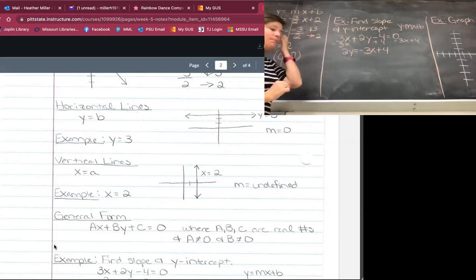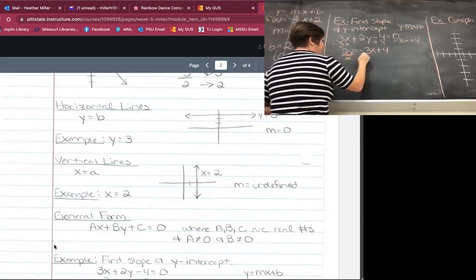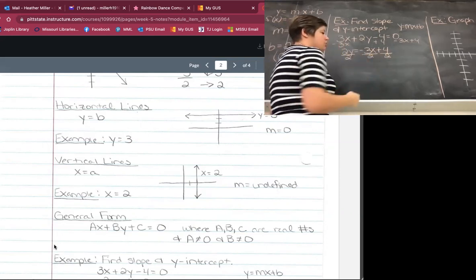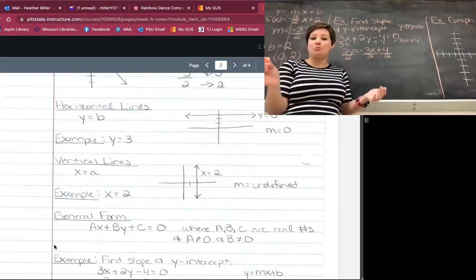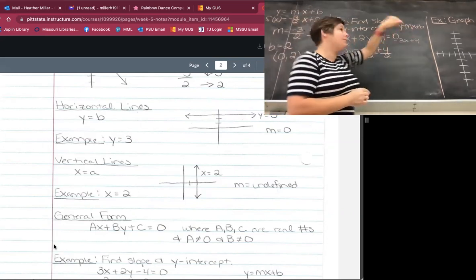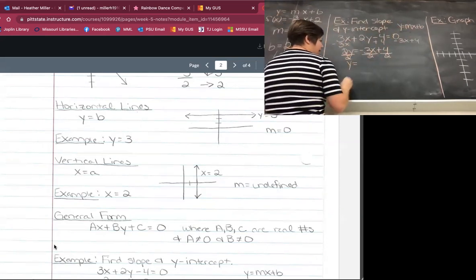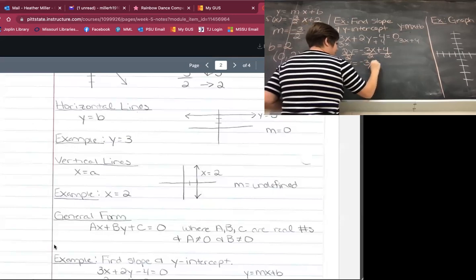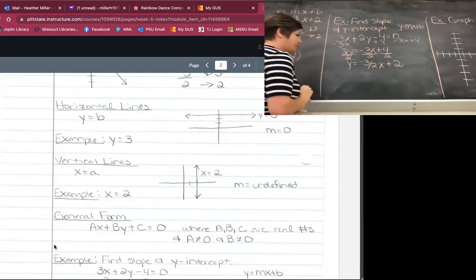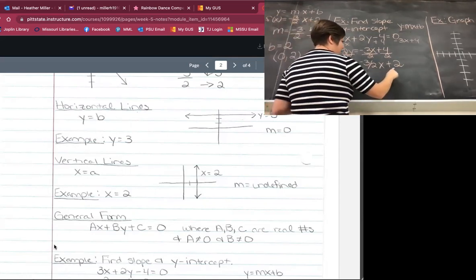Now, y still isn't by itself because it has that 2 in front. So I'm going to divide everything by 2. And notice I did every individual term by 2 and not just the whole shebang with the 2. And that's because I want it to look like y equals mx plus b. 2 divided by 2 is 1, so it goes away. So y equals a negative 3 halves x plus 2. Now I have it in y equals mx plus b.